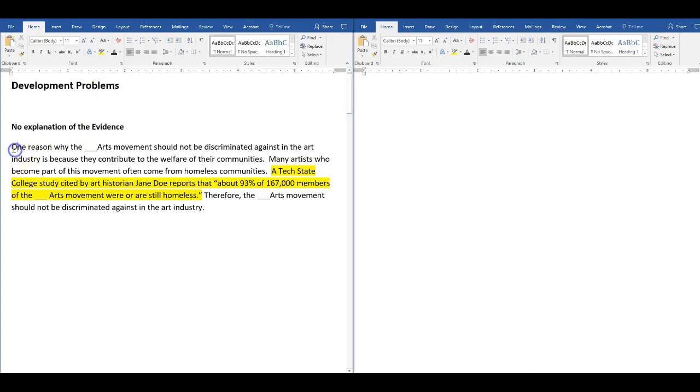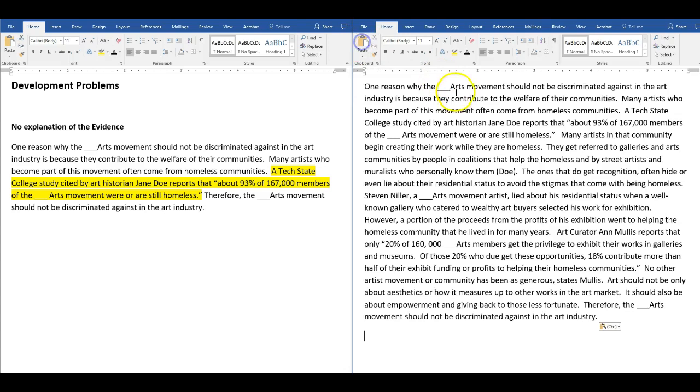So in this case, we do have a topic sentence, and then we have a quote. But what happens is that there is a concluding sentence tacked on after the quote, and the quote is not really explained. This is very common in the first draft. The student hasn't really developed ideas very well. So what we want to do is work on developing the paragraph.